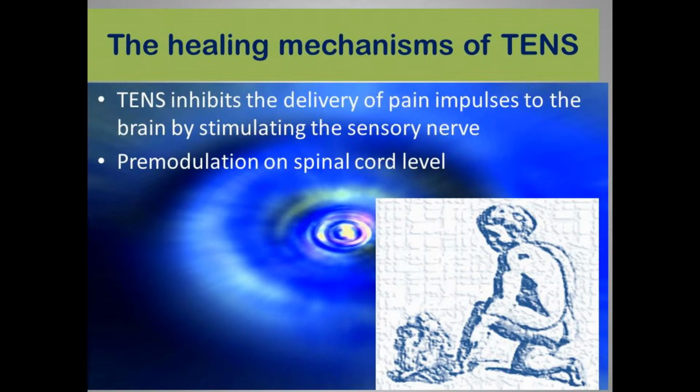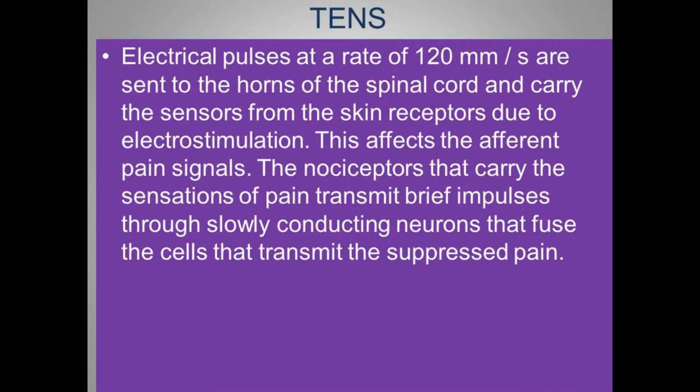The healing mechanisms of TENS. TENS inhibits the delivery of pain impulses to the brain by stimulating the sensory nerve. Premodulation on spinal cord level. Electrical pulses at a rate of 120 mm/s are sent to the horns of the spinal cord and carry the sensations from the skin receptors due to electrostimulation. This affects the afferent pain signals. The nociceptors that carry the sensations of pain transmit brief impulses through slowly conducting neurons that fuse the cells that transmit the suppressed pain.